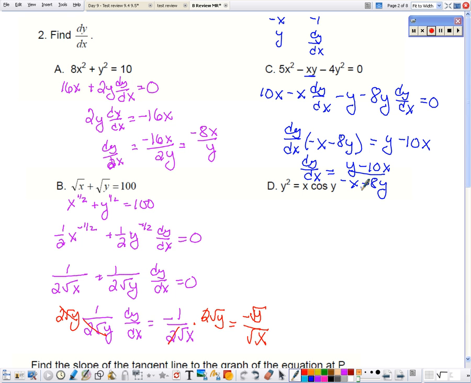This double negative in the bottom, if you want, you can factor out a negative from both the numerator and denominator. That's what we've done on the answer key. So by factoring out the negative, now I can make it positive of 10x minus y over x plus 8y.